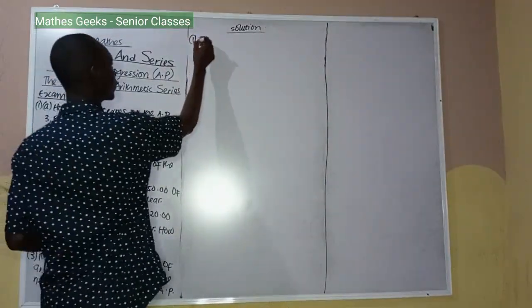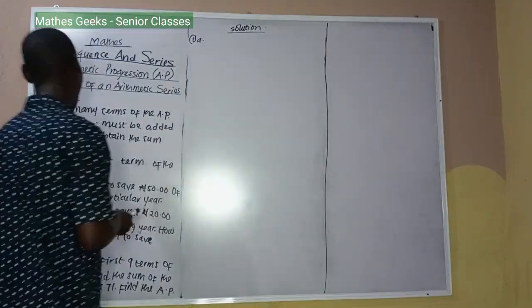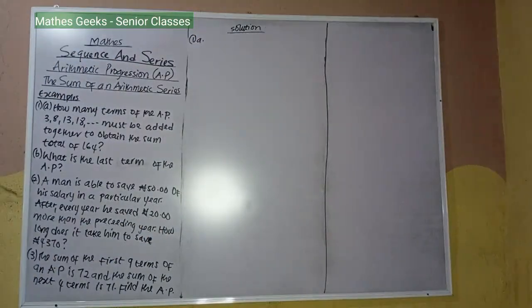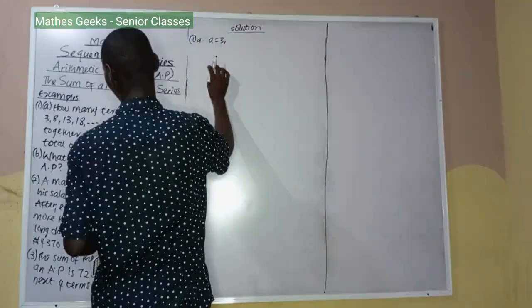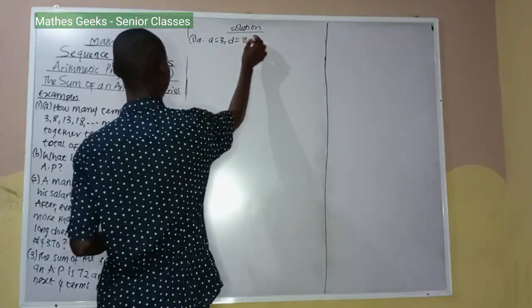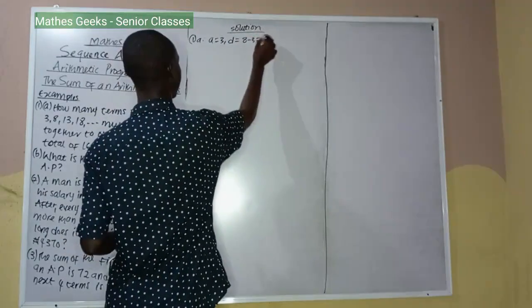1A. How many terms of the AP must be added together to obtain the sum total of 164? So the first term is 3. The common difference, 8 minus 3, is equal to 5.